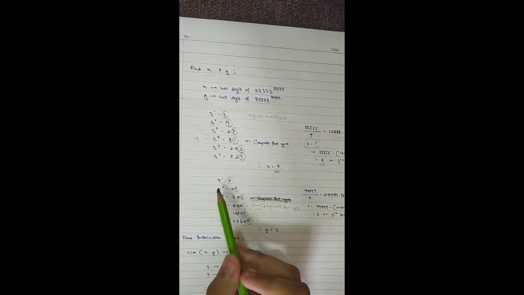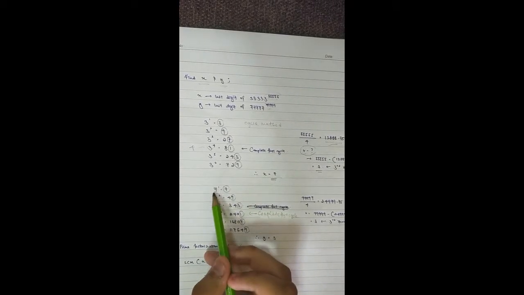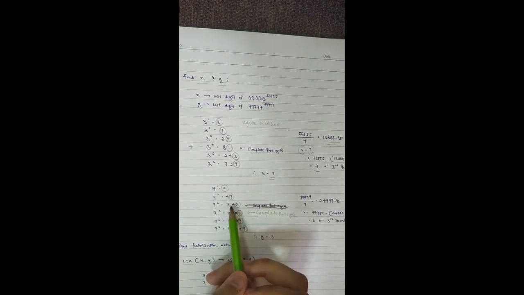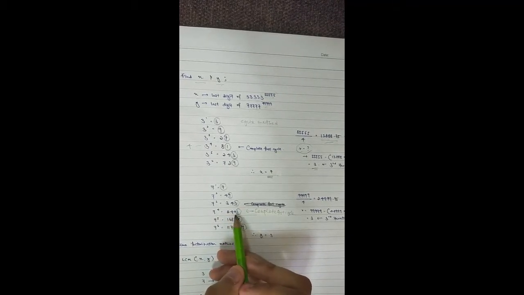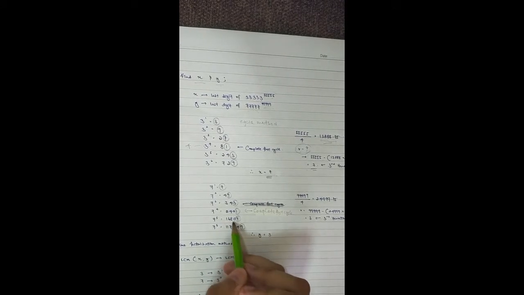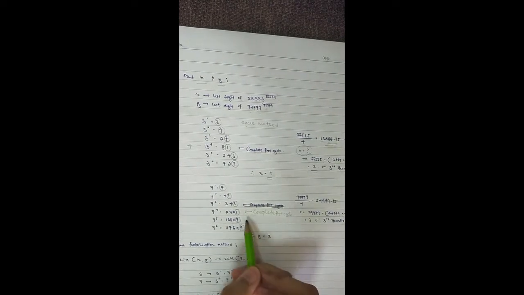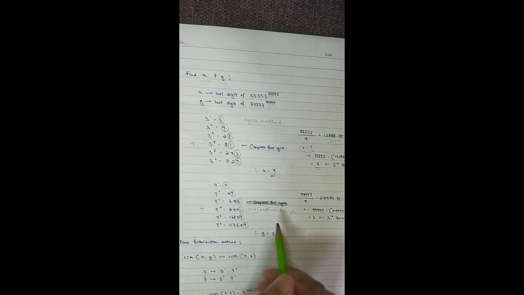So we proceed to Y. How do we find Y? We use the same method. 7 to the power of 1 is 7, 7 squared is 49, 7 cubed is 343, 7 to the power of 4 is 2,401, and 7 to the power of 5 is 16,807. At the fifth iteration the cycle repeats, so the fourth iteration completes the first cycle.